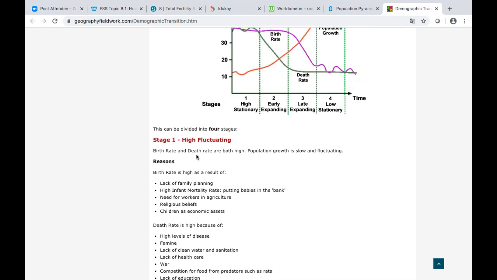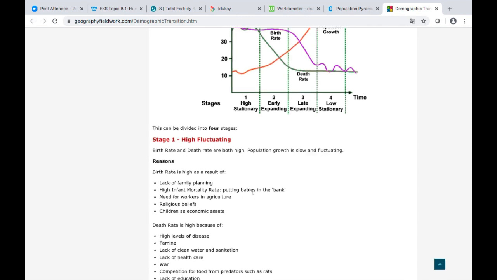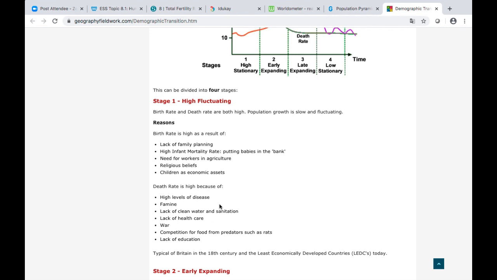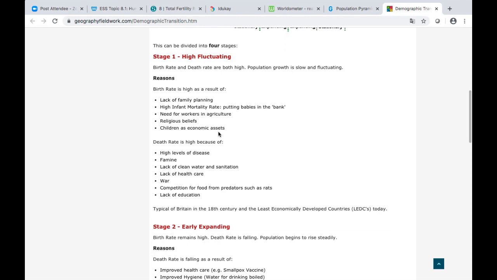So stage 1, birth rate is high. Why? Lack of family planning, high infant mortality rate, putting babies in the bank, need for workers in agriculture, so people want to have more kids, religious beliefs, they can have the children that they want, children as economic assets, they can use children to work or to get a bonus from the state, from the government.